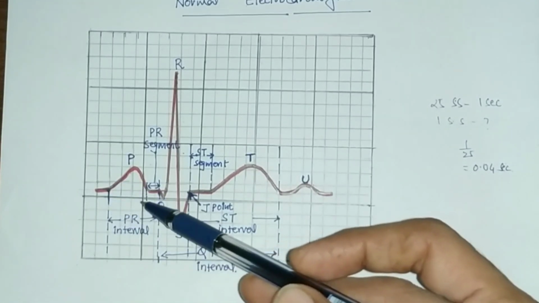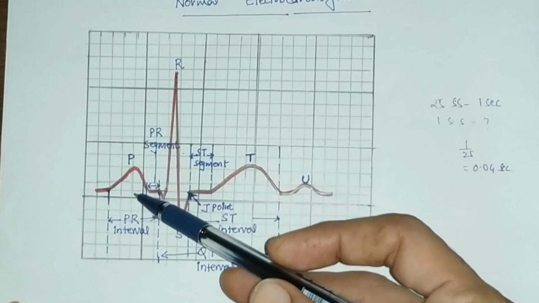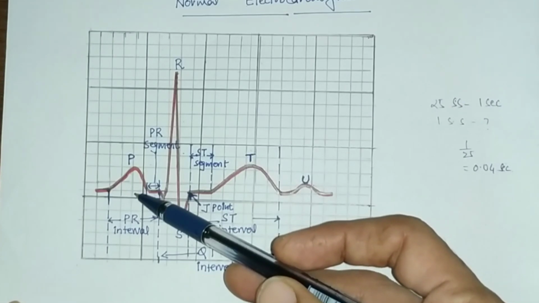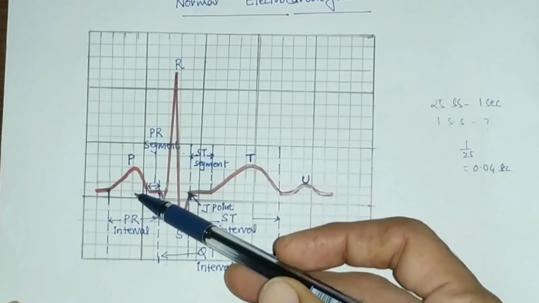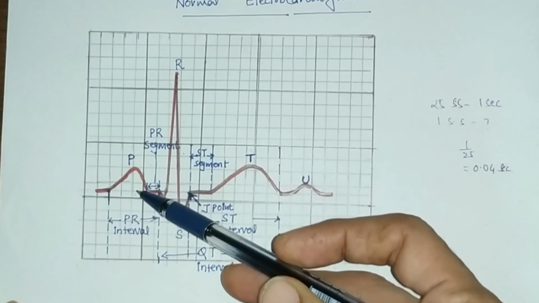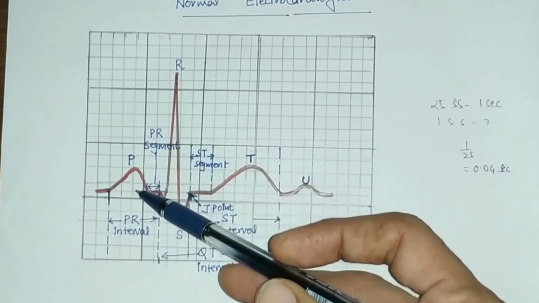Now, what is the clinical significance of P wave? Amplitude of the P wave denotes functional activity of the atrial muscle. In case of left atrial hypertrophy, P wave is larger and prolonged, whereas in case of right atrial hypertrophy, P wave is tall and peaked with normal duration.